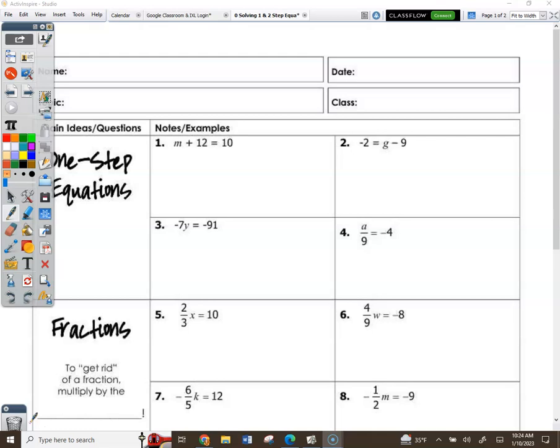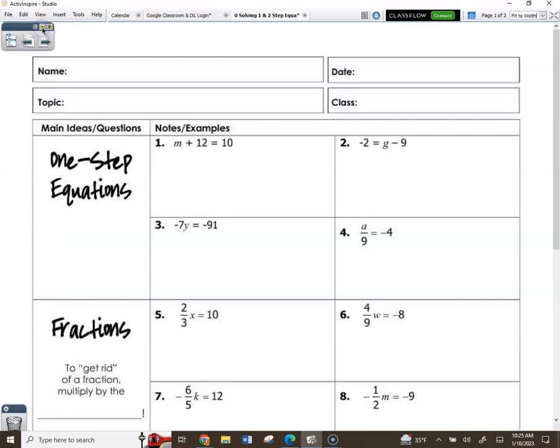This paper is to refresh your memory on solving 1- and 2-step equations and how to handle fractions in an equation. We're going to work a few of each, and then the ones left are for you to try and practice. Okay? Look at the top. So we're going to start with the simple 1-step equations.